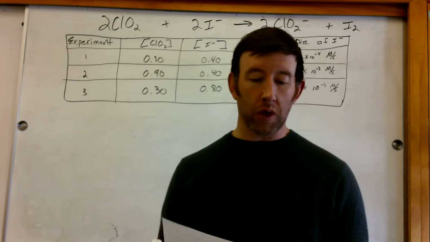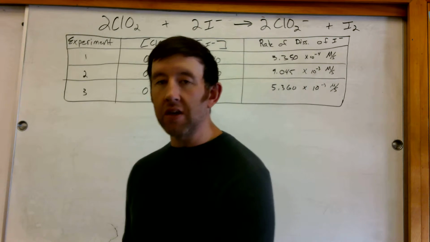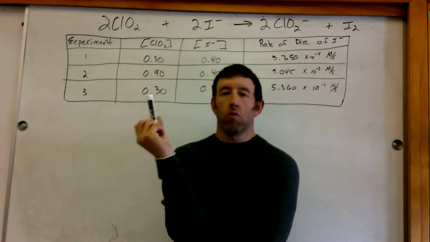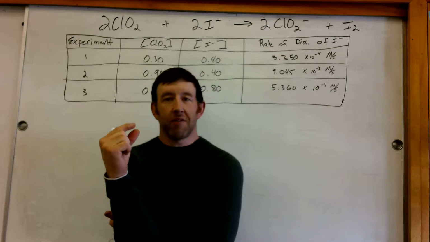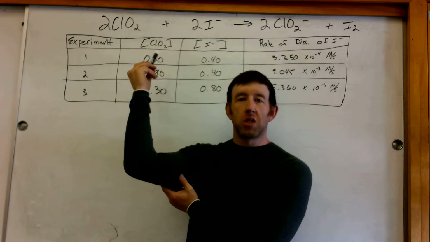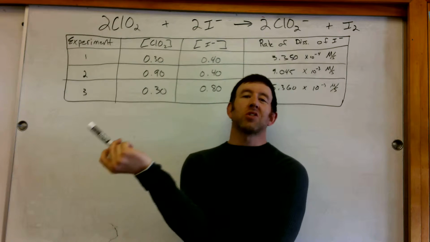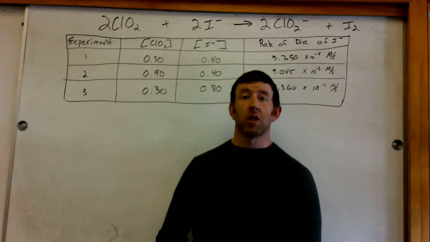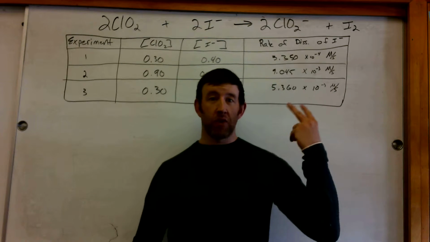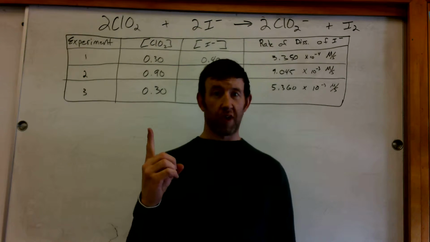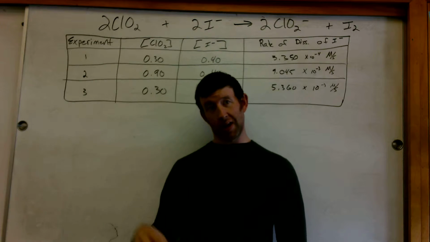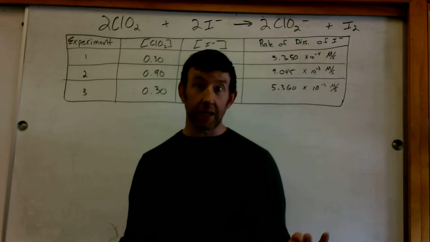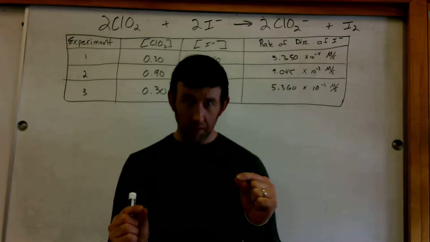So the first thing we're going to do is identify the reactant order. When we say the order of the reactant, we're referring to a value. For example, if I were to double my chlorine dioxide, what sort of impact would that have on the rate? If I double chlorine dioxide and my rate doubles, we'd say that's a first order reactant. If I double chlorine dioxide and the rate quadruples, that'd be a second order reactant. So that's what we mean when we say order.